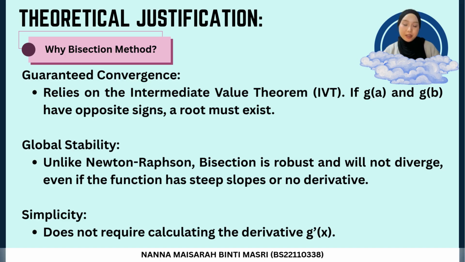Next is theoretical justification. So why bisection method? The primary reason I chose the bisection method is its guaranteed convergence. This method relies on the intermediate value theorem. Since our function is continuous and we identified a sign change between x equal to 0 and x equal to 1, where g(0) is positive and g(1) is negative, the method guarantees we will find the root. Unlike open methods like Newton-Raphson, bisection is global, which means it will never diverge or crash as long as the root is bracketed.